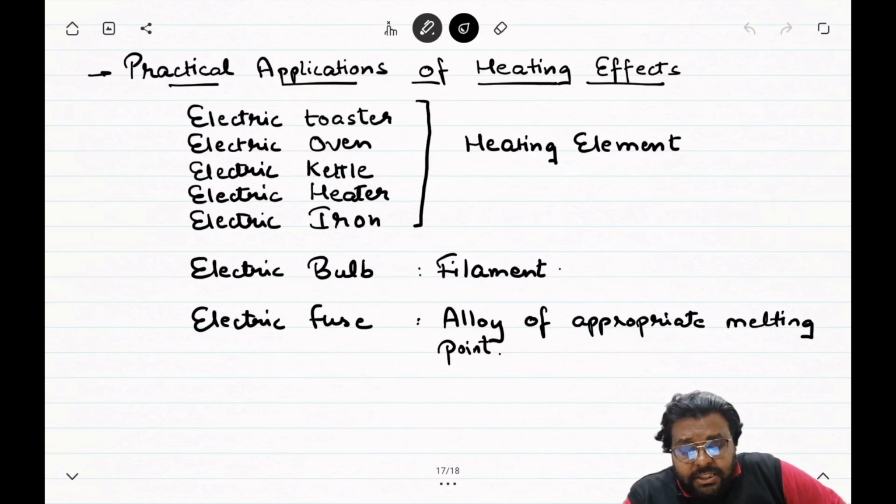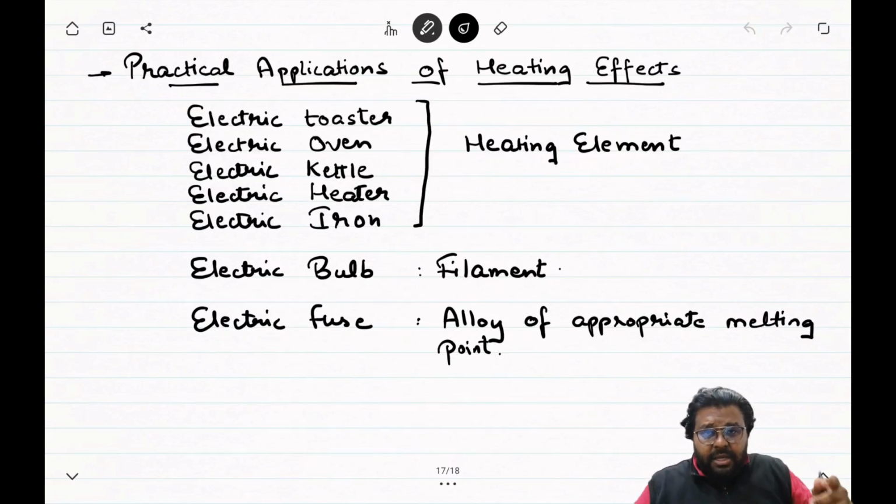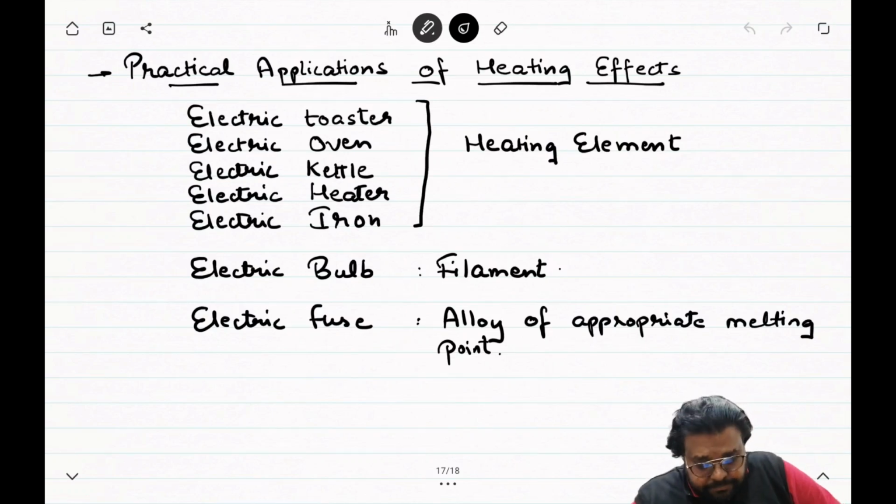The practical applications include electric toaster, electric oven, electric kettle, electric heater, electric iron. All these contain a heating element. There is a coil, and when we coil it, it provides a good resistance. When current I flows through it in a particular time t, using H equals I square R T, a large amount of heat is generated, and hence these appliances provide heat.